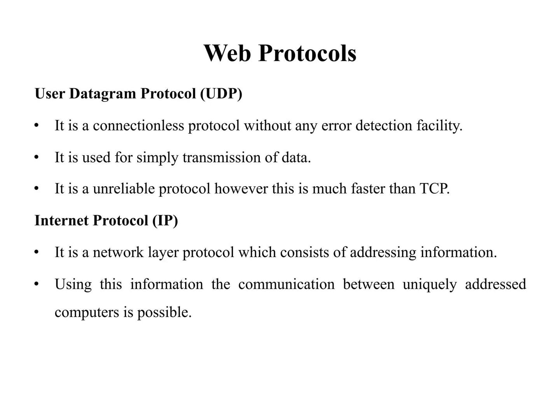UDP, User Datagram Protocol, is a connectionless protocol used for simple transmission of data, and it is an unreliable protocol, but it is faster than TCP. Next is IP, Internet Protocol. It is a network layer protocol consisting of addressing information. Using this information, communication between uniquely addressed computers is possible.